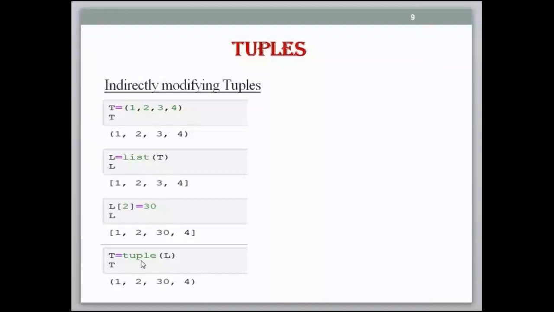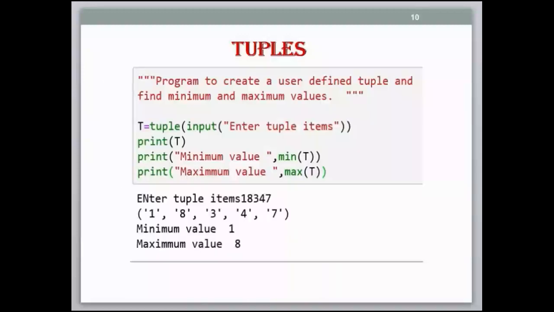Now if I again convert it into tuple, I can see the change. Now here is a program. This is to create a user-defined tuple and find minimum and maximum value. How to do that? I have used T equals to tuple, input, enter tuple items, print T, print minimum value, min of T, maximum value, max of T.